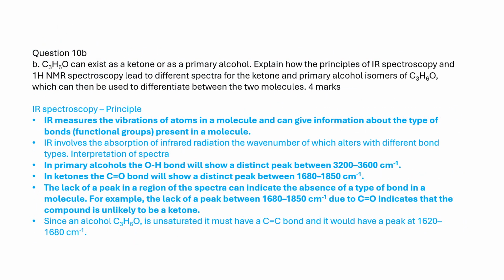The keywords are the principles of IR spectroscopy and 1H NMR spectroscopy and different spectra for the ketone and primary alcohol. IR spectroscopy, principle: IR measures the vibrations of atoms in a molecule and can give information about the type of bonds, functional groups, present in a molecule. The OH bond will show a distinct peak between 3200 to 3600 in primary alcohols. The C equals O bond will show a distinct peak between 1680 to 1850 in ketones. So, the different peaks are used to identify ketone and primary alcohol.